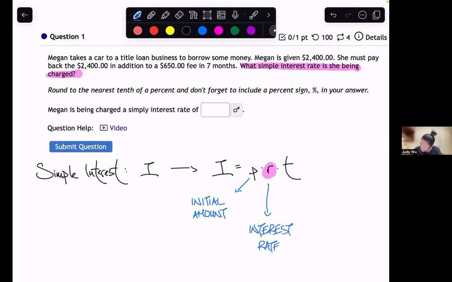And last but not least is our T, which stands for time, okay? The T is time, but measured in years. If you'll notice in our problem, we're given 7 months, so T is in years. That means we need to think about how many months are in a year. If you look at a calendar, you can find out that there are 12 months in a year. So we're going to use that 12 in our formula somewhere.